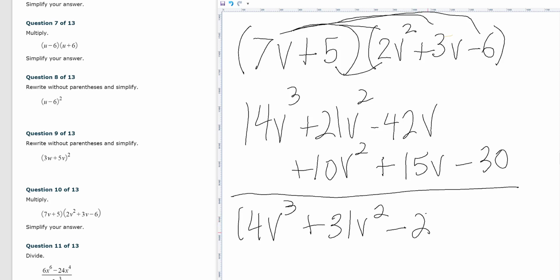minus 27v minus 30. And of course, I can use my calculator to do negative 42 plus 15 if I need to. And it's better to use the calculator if you're not 100% sure. So once again, 7v times all three, then 5 times all three. If you line it up like this, it makes it easy to combine at the end.